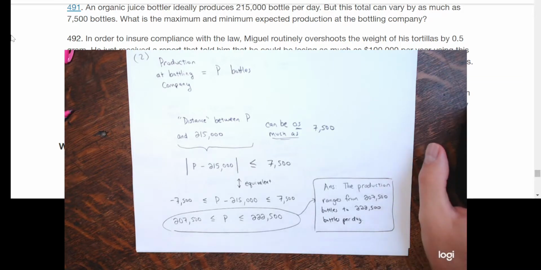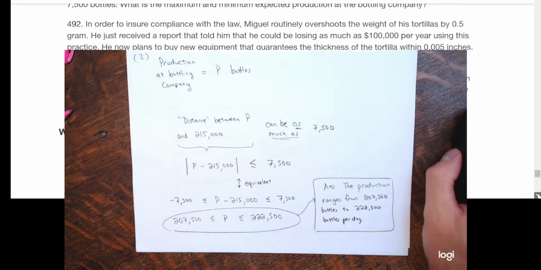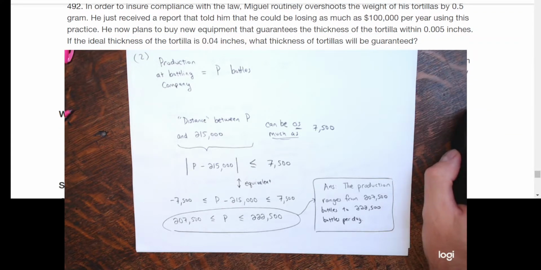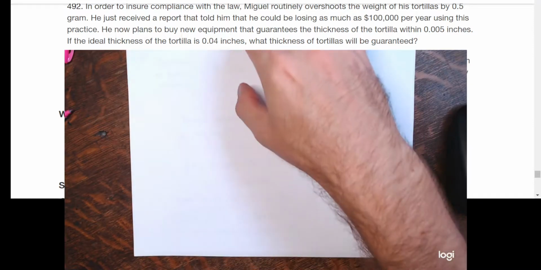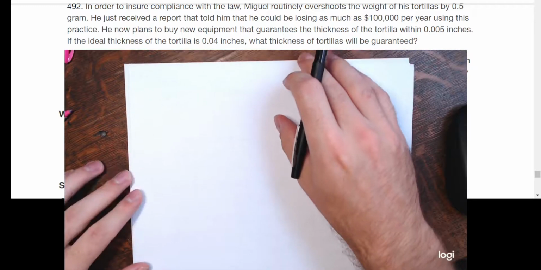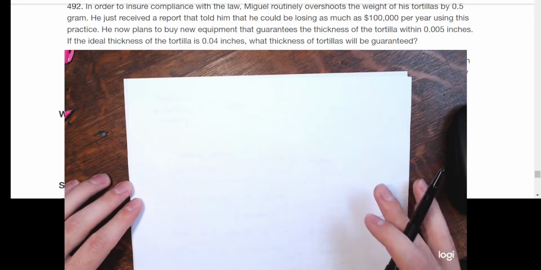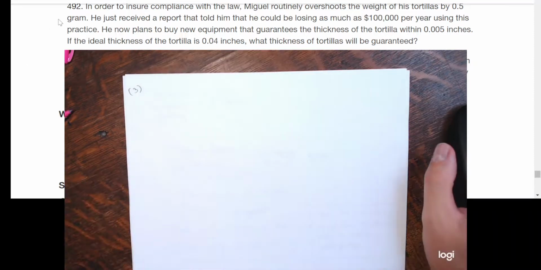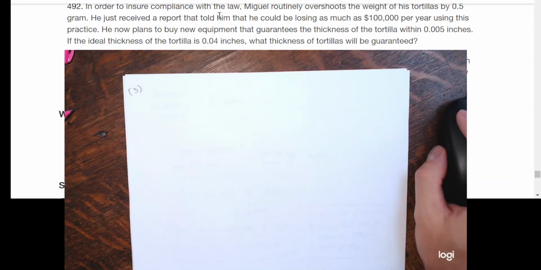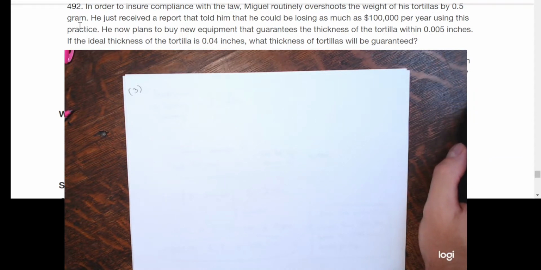All right, example 3. And I think all 4 of these actually have a similar setup, where we have the absolute value of some expression less than or equal to some positive number. All right, so third example, number 492 here. In order to ensure compliance with the law, Miguel routinely overshoots the weight of his tortillas by half a gram, 0.5 grams.